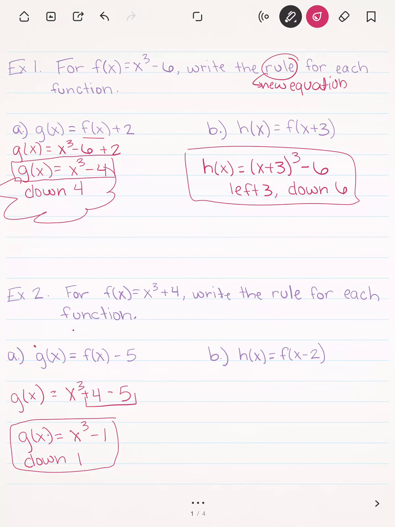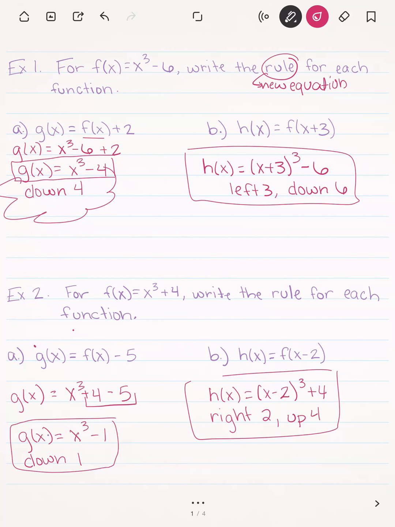So there's that. Looking at B, we have h of x equals f of x minus 2. So I take h of x, anywhere I see an x, I plug in x minus 2, so I get x minus 2 cubed plus 4. Then the transformations, it looks like it's minus 2, but on this one we go to the right, which is in the positive direction 2, and up 4. So this is the transformations for that.